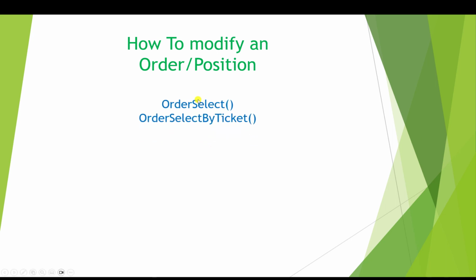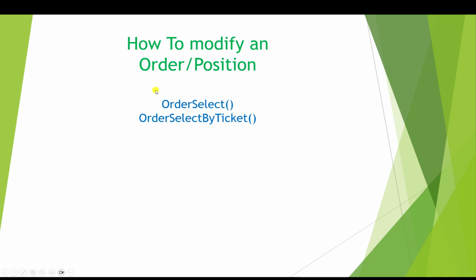If you remember, in MQL4 we had this predefined function named OrderSelect. And by using this OrderSelect, we used to modify our orders. But here in MQL5, alongside OrderSelect, we have another function named OrderSelectByTicket. They both do the same thing, but in OrderSelect we select the order by its symbol, while with OrderSelectByTicket we select an order by its ticket.